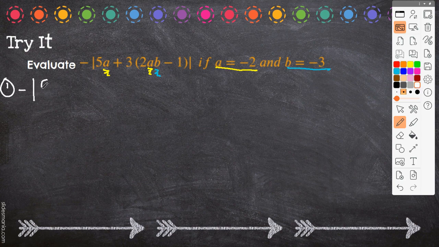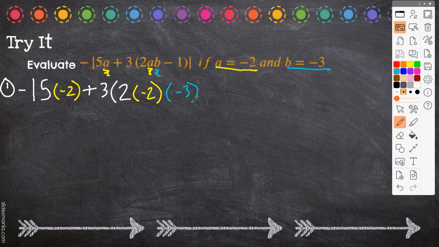I'm going to have 5, -2, plus 3, 2, -2, -3, -1. All right. This is tricky, like straight up tricky, because there's a lot going on here.